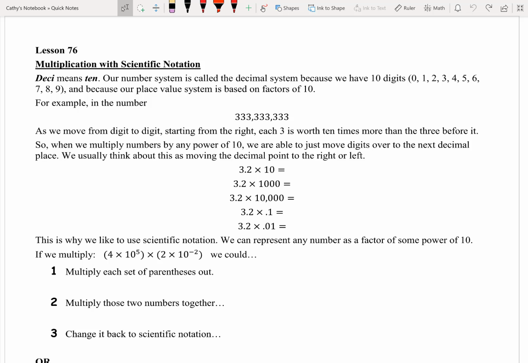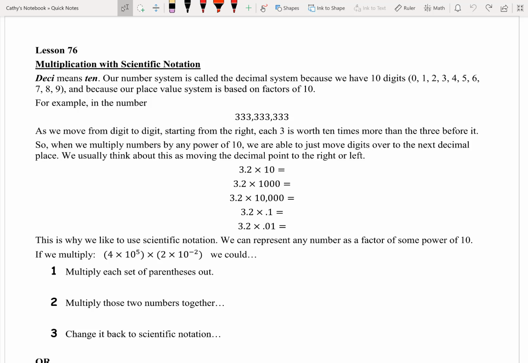Okay, this is lesson 76, and we're going to be talking about multiplication with scientific notation. Remember, deci means 10, and our number system is called the decimal system because we have 10 digits, 0 through 9. That's 0, 1, 2, 3, 4, 5, 6, 7, 8, 9, which makes 10 total digits. And because of our place value system, it's based on factors of 10.